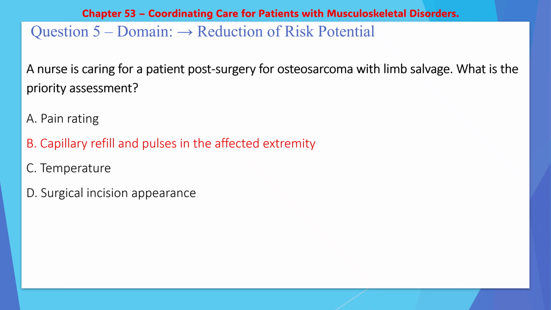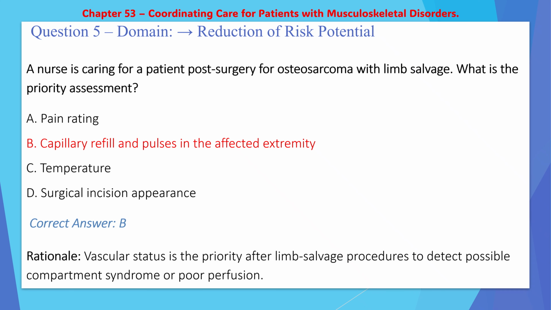Capillary refill and pulses in the affected extremity, because vascular status is the priority after limb salvage procedures, to detect possible compartment syndrome or poor perfusion.